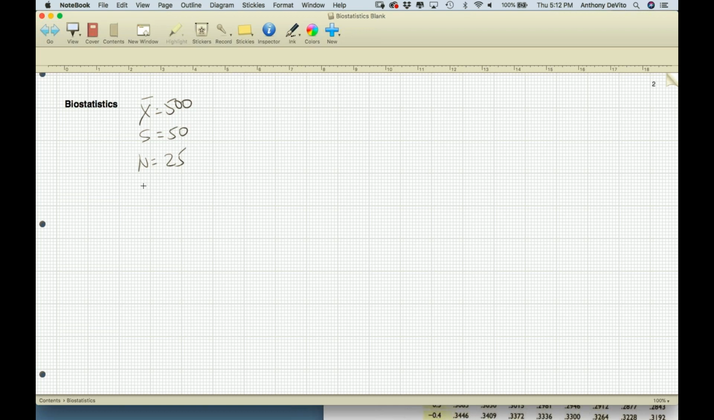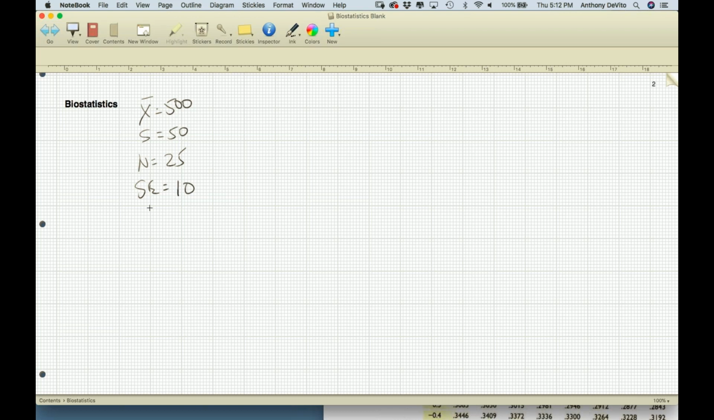And the standard error now, based on the standard deviation, is going to be equal to, since it's a small sample size, we have to use the t table, not the z table. It's going to be 50 divided by 5, which is going to be 10. Standard error is going to be 10.